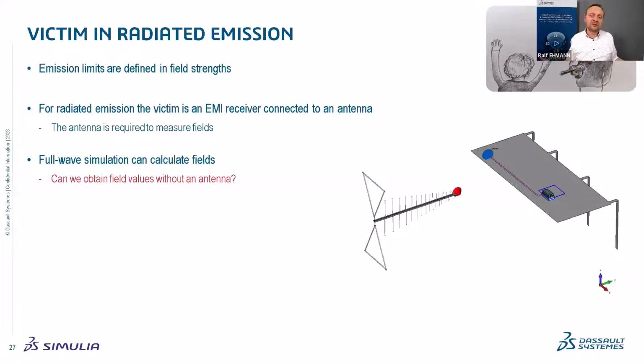We can calculate field values in the space all around the structure. And this is what I will do in the following. If you like, you can add this antenna. I would not recommend it, but there have been some comparisons run, so you can compare the field with and without antenna. I go for a path without the antenna by using so-called field probes.